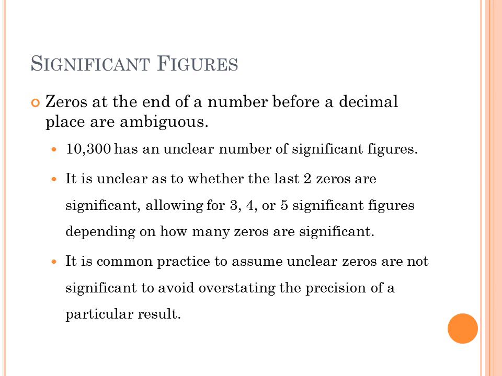It's common practice to assume those unclear zeros are not significant to avoid overstating the precision of the result. So by default, if you have no way of determining if those 2 zeros are significant, you would assume they're not and just assume 3 significant figures because you cannot state the significance of the other 2 to avoid overstating yourself.